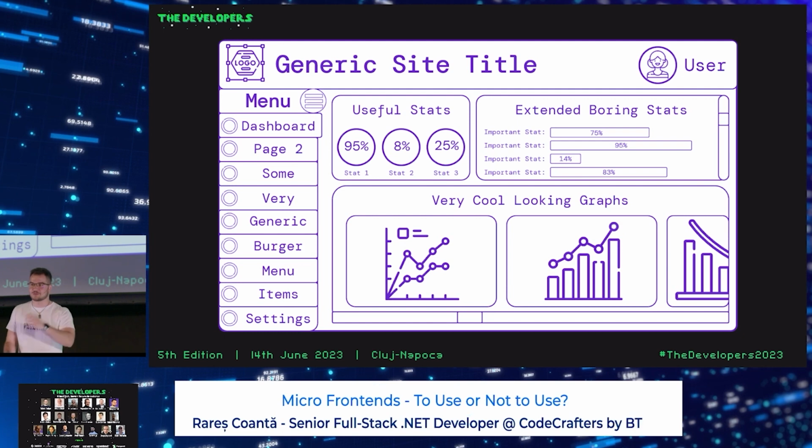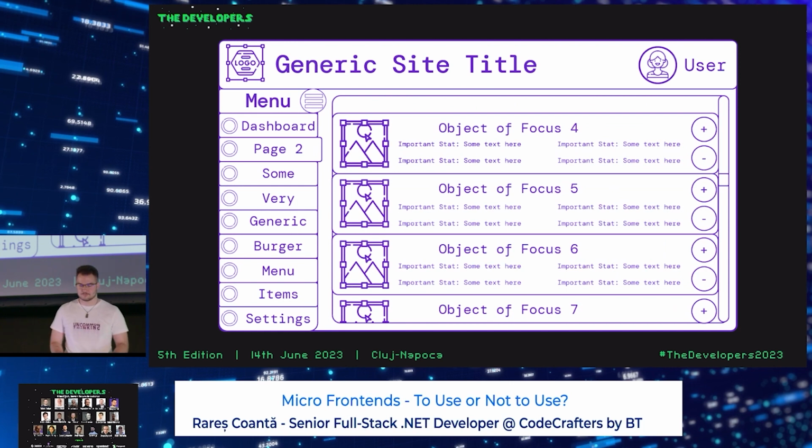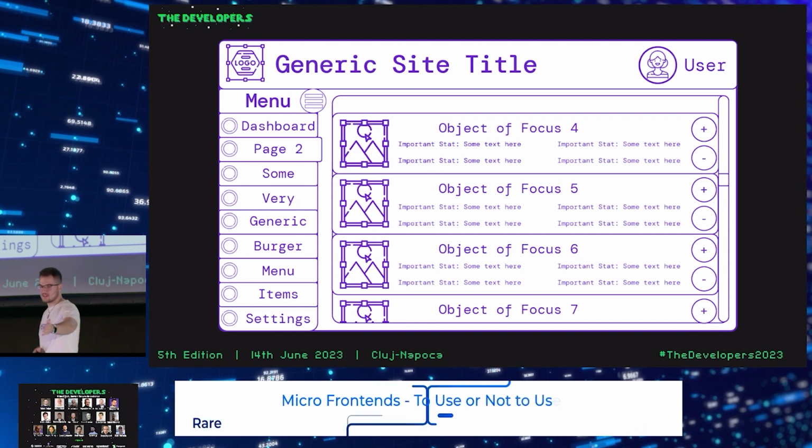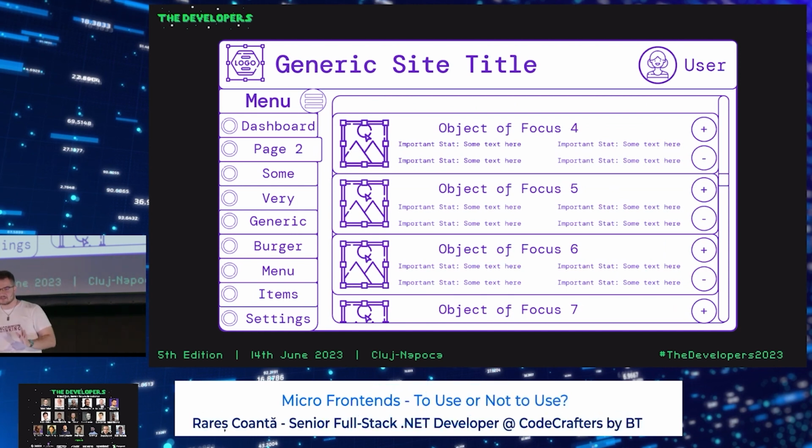It has some nice components. It has a banner, a burger menu, some nice graphs. It even has a second page. Very cool. We can see it. It's a big app. How do we break it? For the purpose of easily illustrating this, I chose to color each micro front end with a different color. You'll see them at some point.